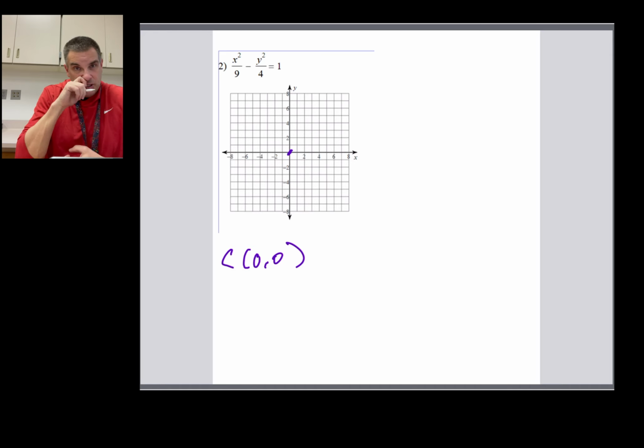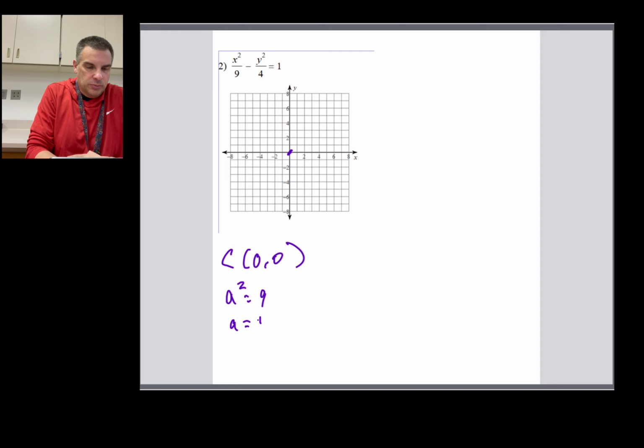My x value is changing by 9, and the x comes first, so that's going to be my a value. So a squared equals 9, so a is equal to plus or minus 3. So I'm just going to go ahead and put my dots at plus and minus 3 from there. My b squared value is 4, so b is equal to plus or minus 2. So I'm going to go plus or minus 2 from my center point.